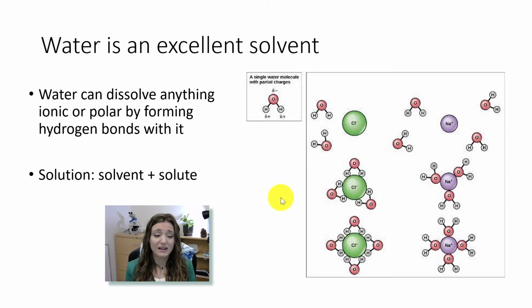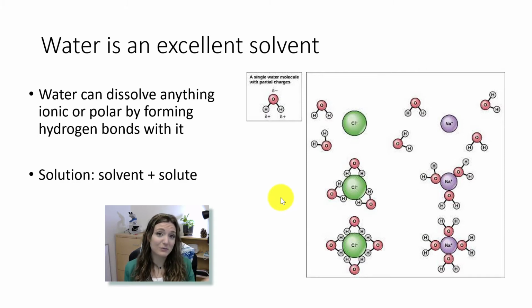Okay, so again, all the reactions that are happening in our cells are happening in the presence of water. And so what does it mean to be a solvent? Basically, a solvent just means that we can dissolve stuff in it to make a solution. Okay, so the solvent of life is water.